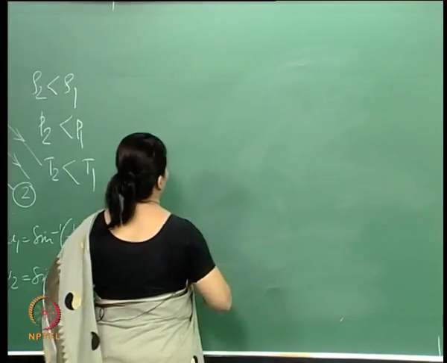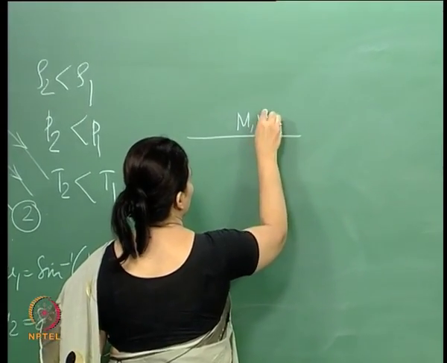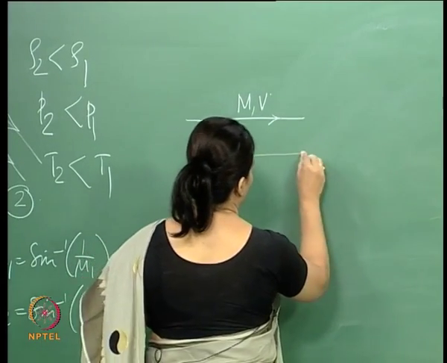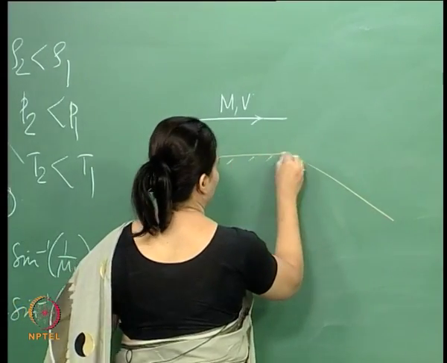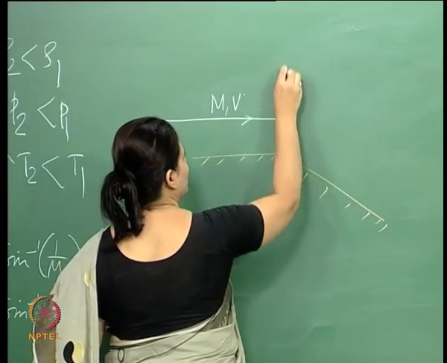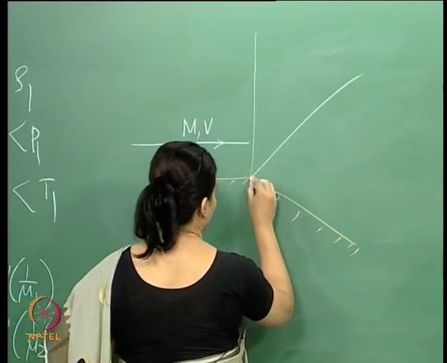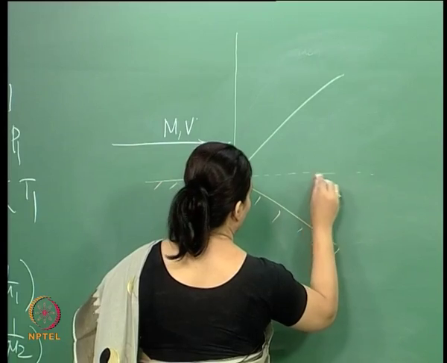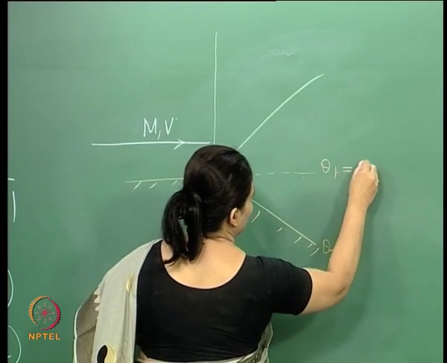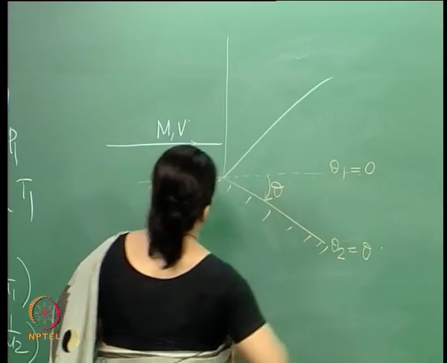So what we have is this Mach number, and we have this sort of an expansion fan. So it goes through that. This one is theta 1, this one is theta 2. So this is equal to 0, this angle is equal to theta.